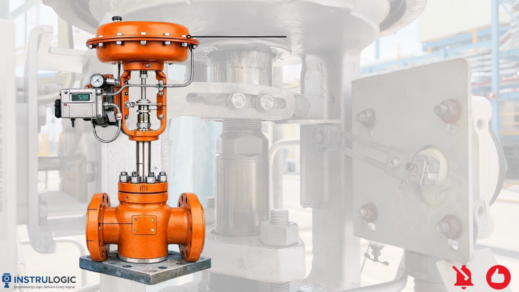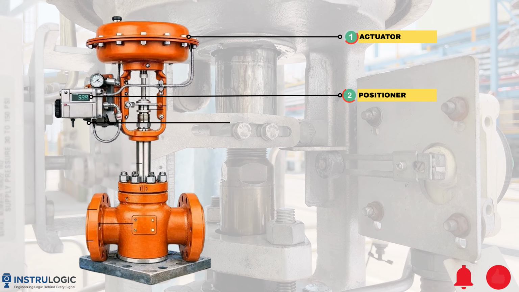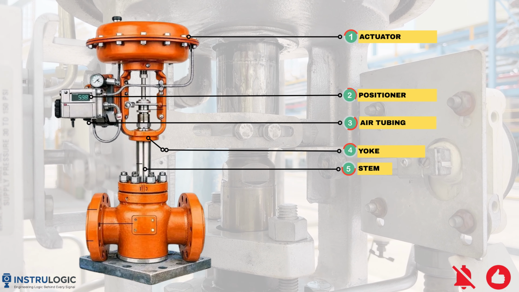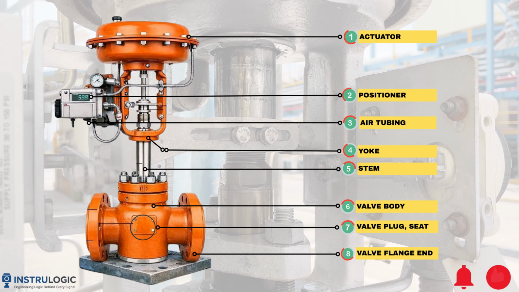A control valve consists of several key components that work together to control the flow of fluids. These include the actuator, valve positioner, air supply tubing, yoke, stem, valve body, plug, seat, and flanged ends.